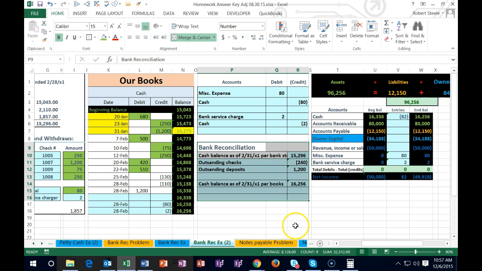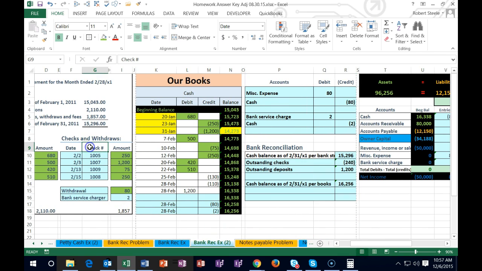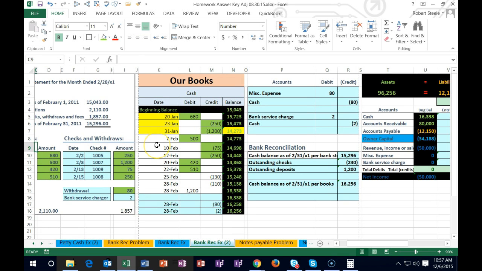Remember, the key rules here are that basically it comes down to if there's a number on the bank statement that's not on our books, it's most likely the fact that we're going to have to record it on our books. It is possible for the bank to make an error, but that's not really why we make the bank reconciliation. We make the bank reconciliation to correct things that we probably missed, and things like these $80 and the $2 down here.